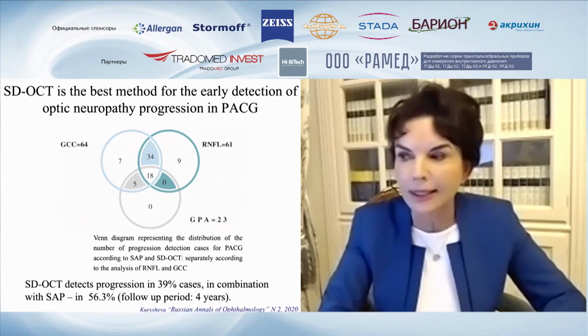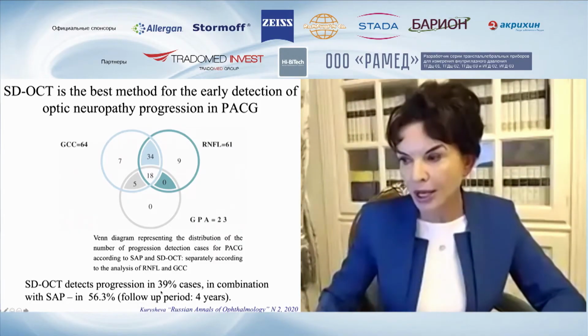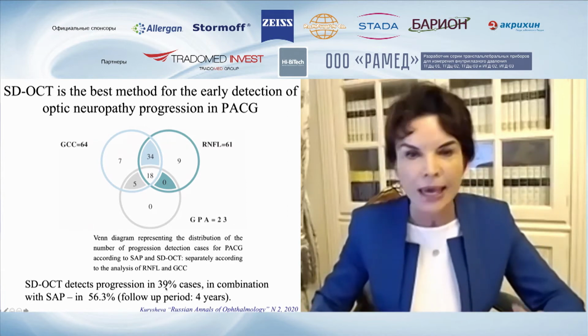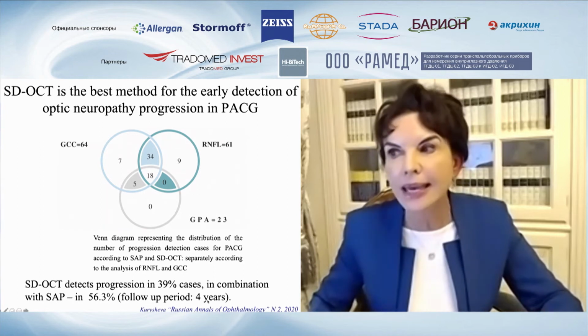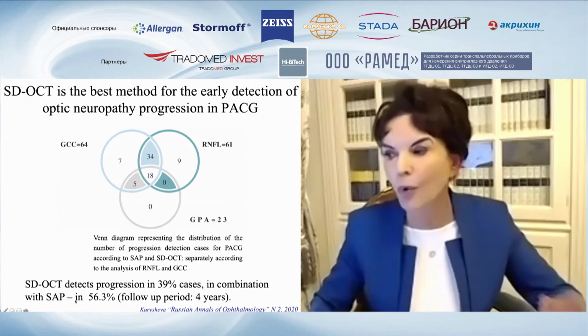It means that primary angle closure glaucoma is the main cause of irreversible blindness, and we have to detect the rate of progression in this form of glaucoma as well. Of course, OCT is the best method for this purpose, and according to our data, we may reveal the progression of primary angle closure glaucoma in 39% of cases during 4 years. The follow-up period was 4 years in this study.